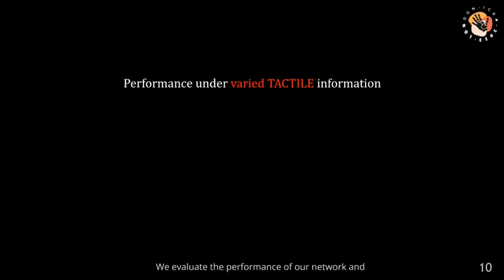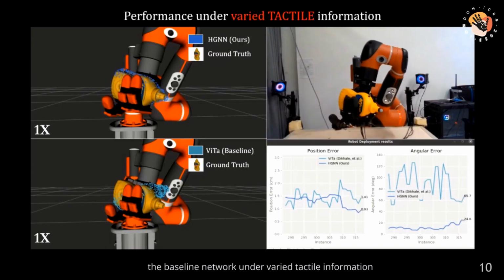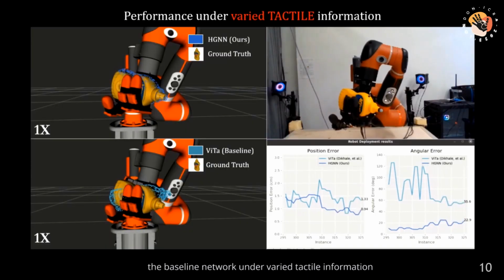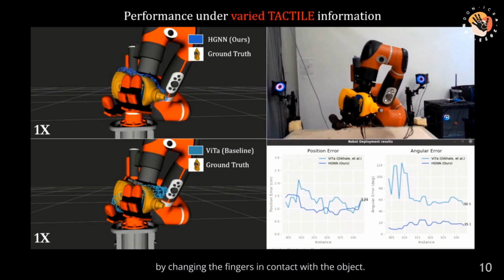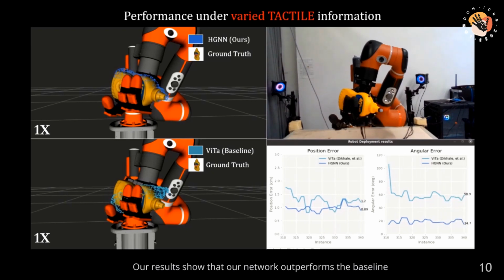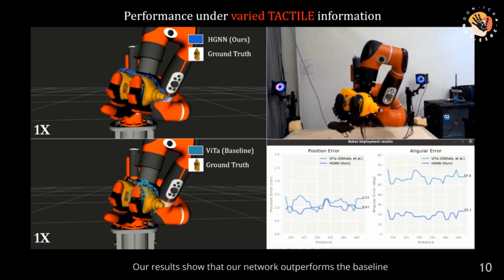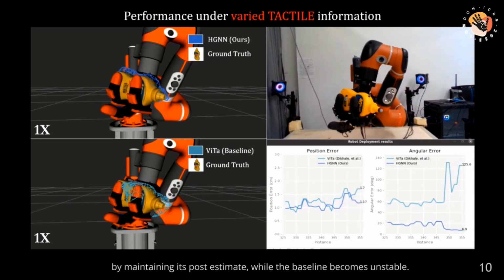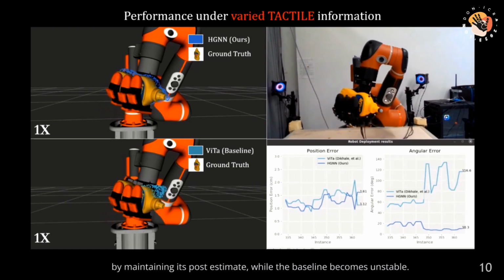We evaluate the performance of our network and the baseline network under varied tactile information by changing the fingers in contact with the object. Our results show that our network outperforms the baseline by maintaining its pose estimate while the baseline becomes unstable.